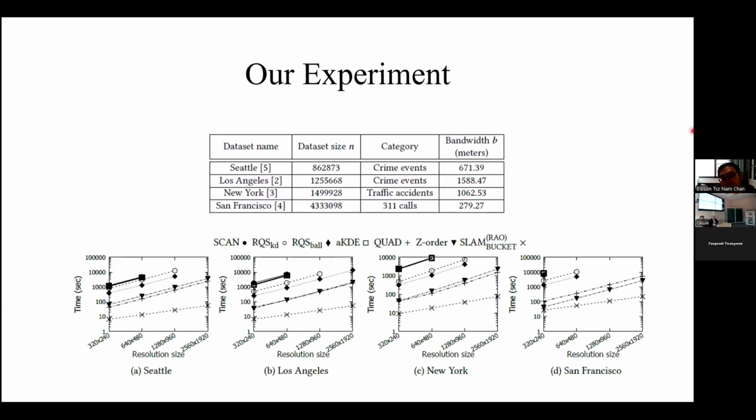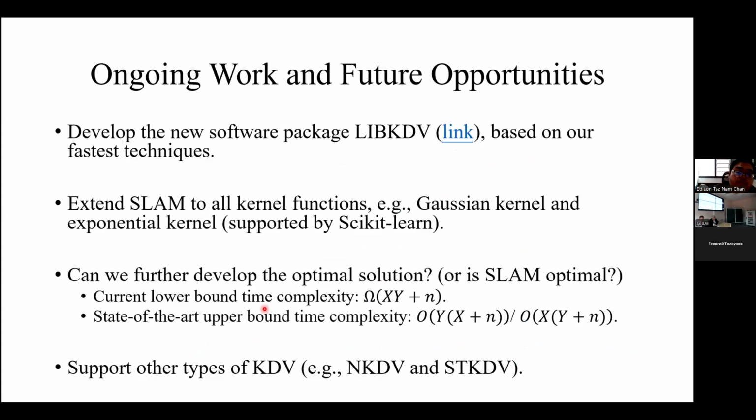And these are experimental results. We have used four large-scale location data sets for testing, such as crime events and traffic accidents. You can see that by varying the resolution size, our method, SLAM bucket, is the best. It can achieve a visible speedup compared with the existing solutions, all of them.